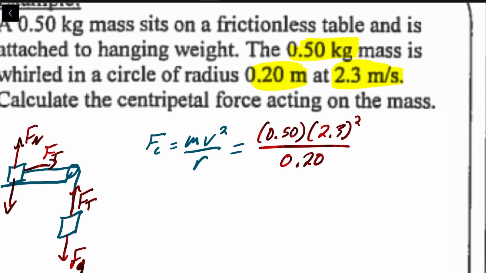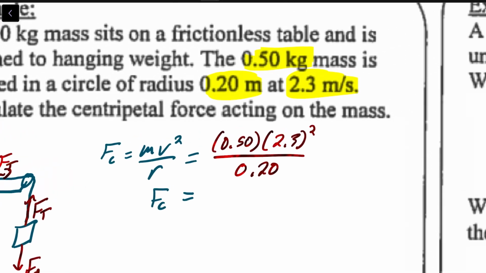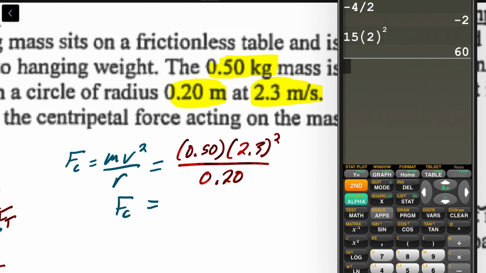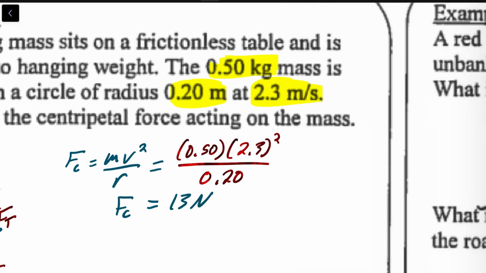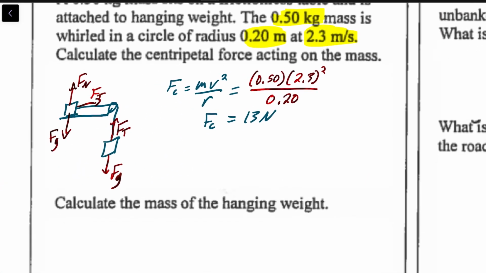All right, and then I just plug and chug here. In my calculator, 0.5 times 2.3 squared, divided by 0.2, and I end up with my answer in this situation. This question only has 2 sig figs, so I want to just keep 2 sig figs. So this would be 13 newtons. Because we're dealing with force, of course, our answer is in newtons. All right.